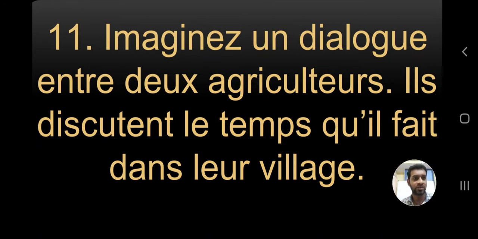And so here it is. The 11th exercise, which is a dialogue of lesson 1. Imaginez un dialogue entre deux agriculteurs. Ils discutent le temps qu'il fait dans leur village. Imagine a dialogue between two farmers. They discuss the weather conditions in their village. So it's just an imagination. If you can write it on your own, you can write it. Make sure it's simple and easy to learn.